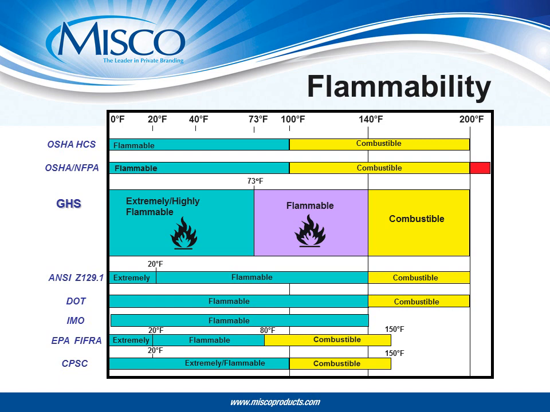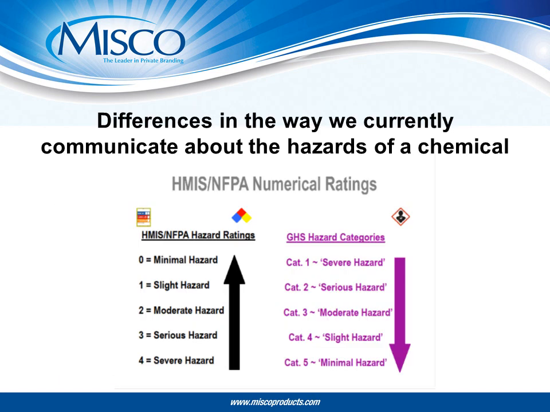Under GHS, there will be 3 different categories. Extremely or highly flammable materials will have a flash point of less than 73 degrees. From 73 to 140, it will be considered just flammable, and above 140 degrees, it will be considered combustible. The difference in the way we currently communicate about the hazards of a chemical is the HMIS NFPA numerical rating, 0 is a minimal hazard down to 4, which is a severe hazard, compared to the GHS hazard category, where Category 1 is a severe hazard and Category 5 is a minimal hazard.